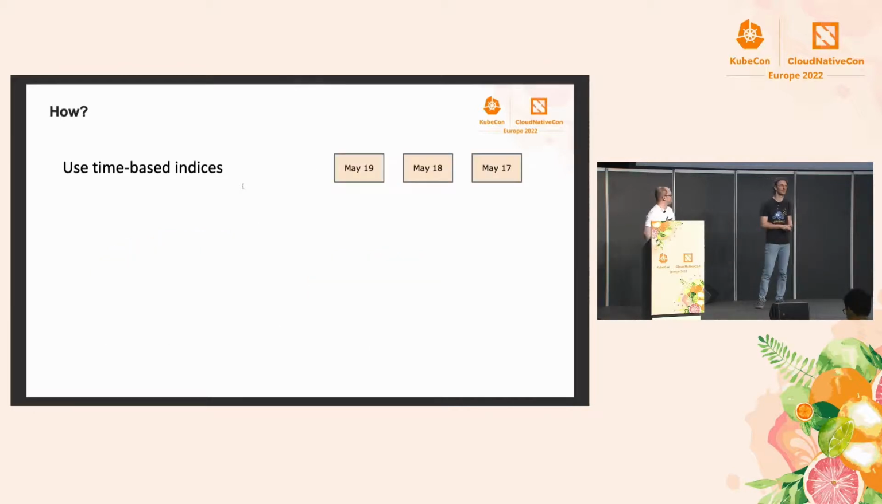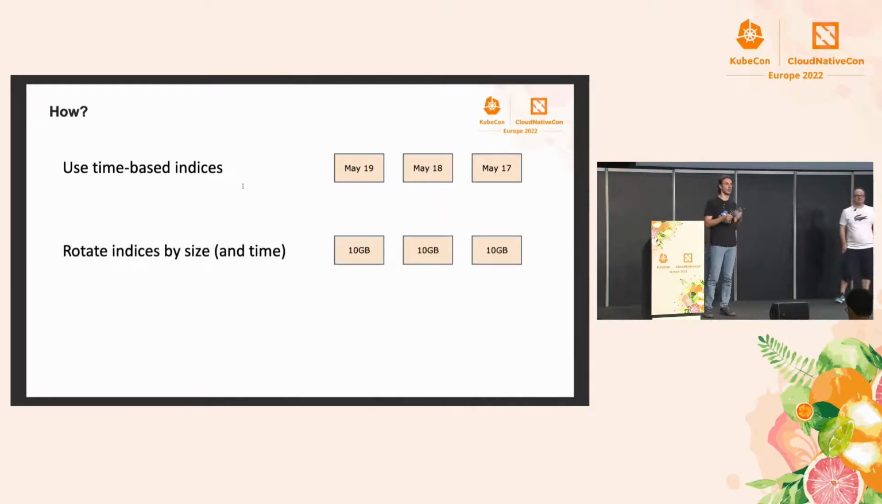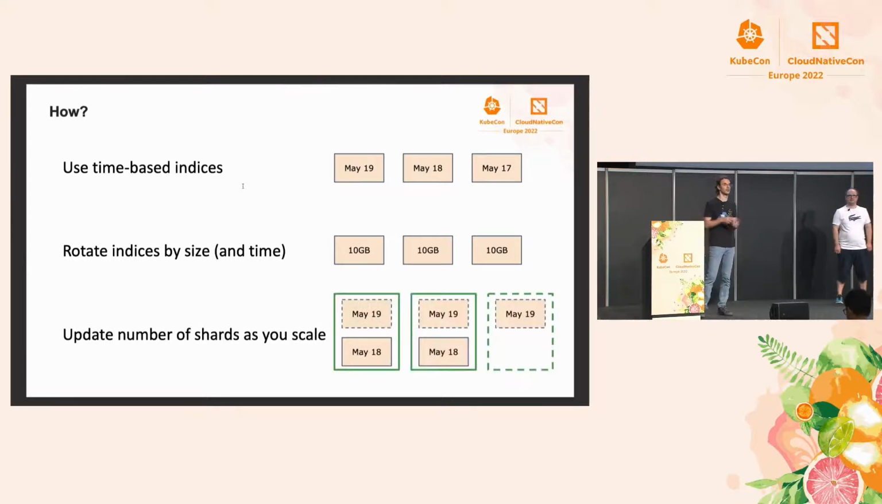All right, moving on to how. So in other words, what does the operator need to do in order to autoscale? In order to get there, I want to talk about three things. One is using time-based indices. If you use, for example, Logstash before, you might have noticed that it creates one index per day. We're going to talk about why that's a good idea. Next, I'm going to argue that for most use cases, rotating by size instead of by time will work better. And the third thing would be how those indices behave when you scale your cluster up and down.